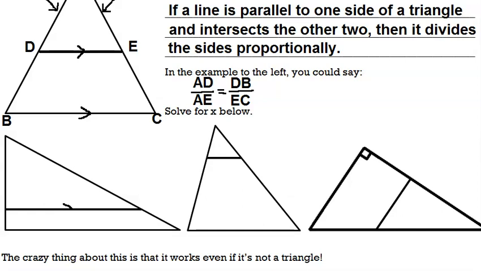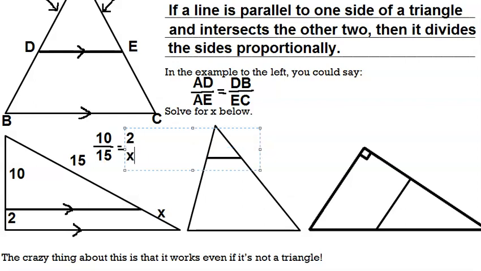Now, I didn't draw it, but you can just assume that these are parallel for these examples because that's the only way it's going to work. So let's do a couple of examples that look like that. Let's do a 10 and a 2, and then a 15 and an X. Okay, so if we practice this method of just setting up a proportion with the whole thing, we could get 10 over 15 equals 2 over X, and that's it.